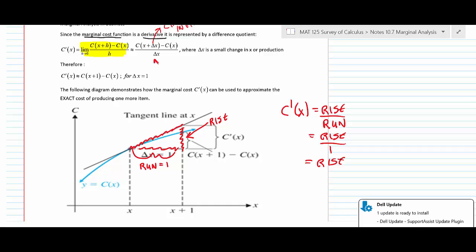Now, what that thing is close to is c of x plus 1 minus c of x. What you've got to see on this is that this piece right here, they're real close to each other like this.